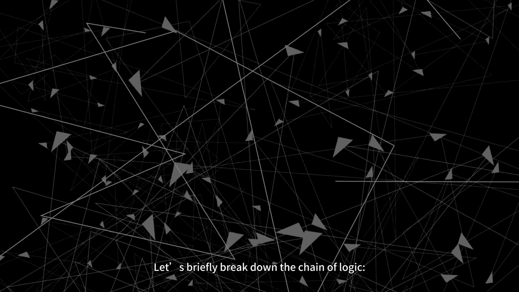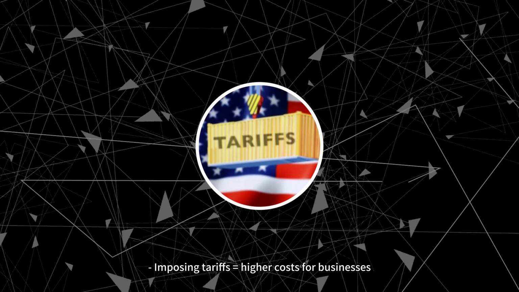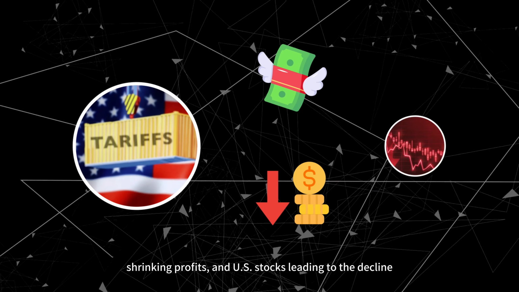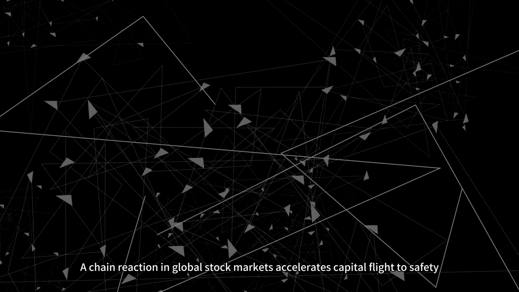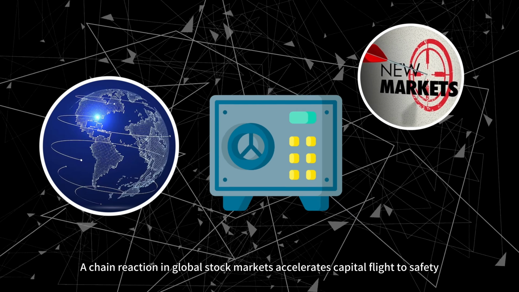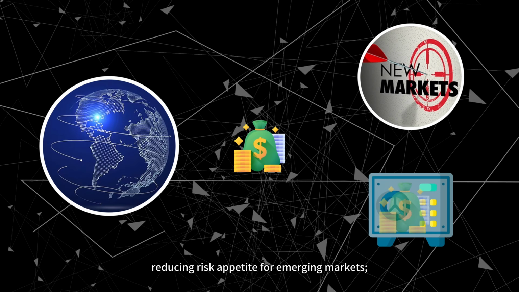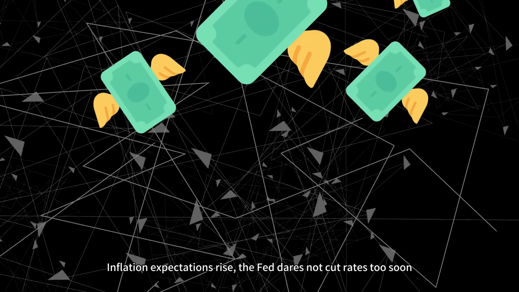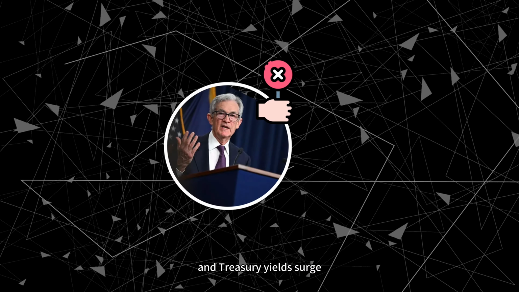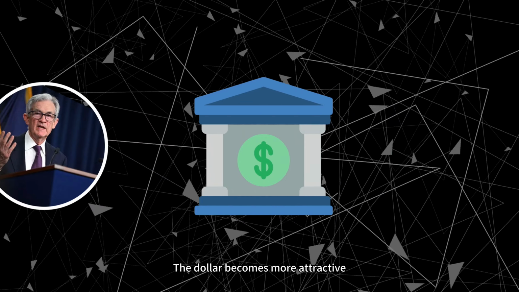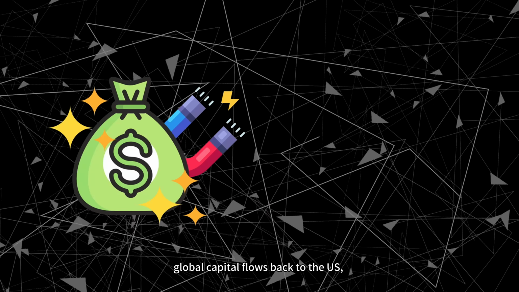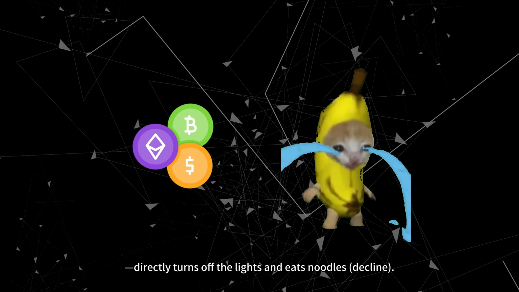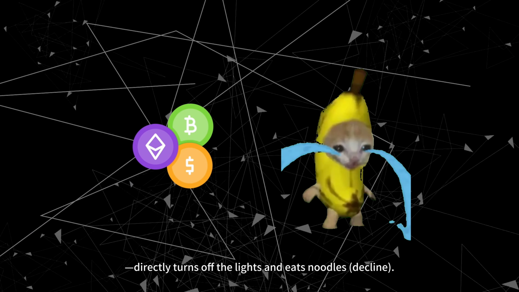Let's briefly break down the chain of logic. Imposing tariffs means higher costs for businesses, shrinking profits, and US stocks leading the decline. A chain reaction in global stock markets accelerates capital flight to safety, reducing risk appetite for emerging markets. Inflation expectations rise, the Fed dares not cut rates too soon, and Treasury yields surge. The dollar becomes more attractive, and global capital flows back to the US. Non-US assets, including crypto, directly turn off the lights and eat noodles.